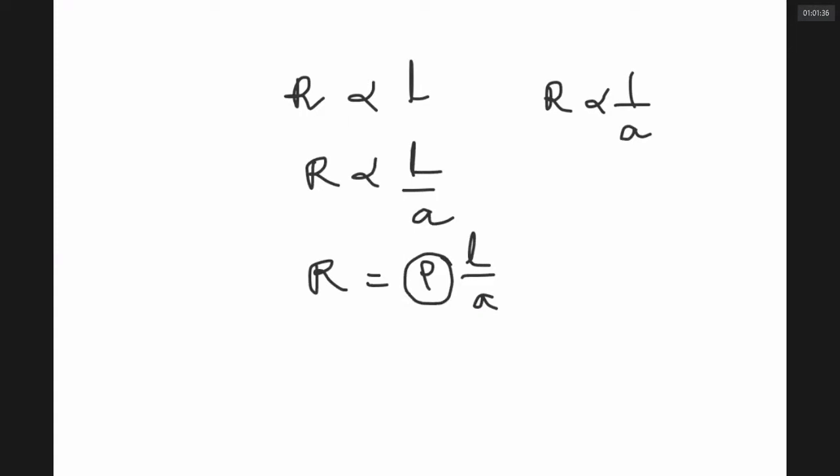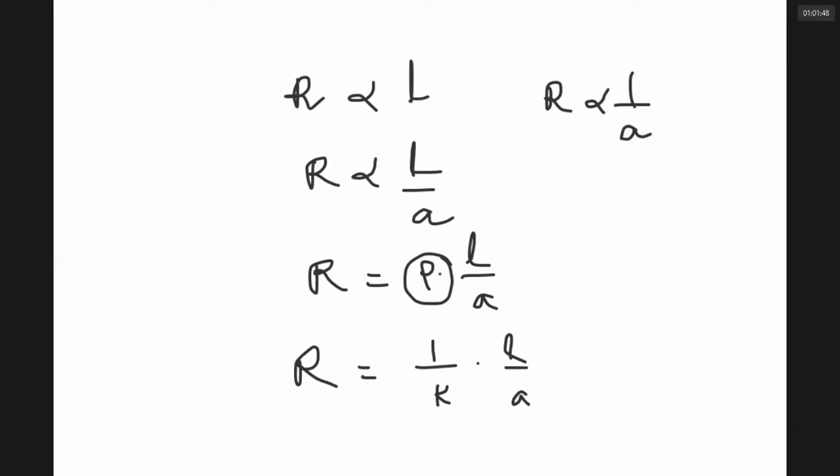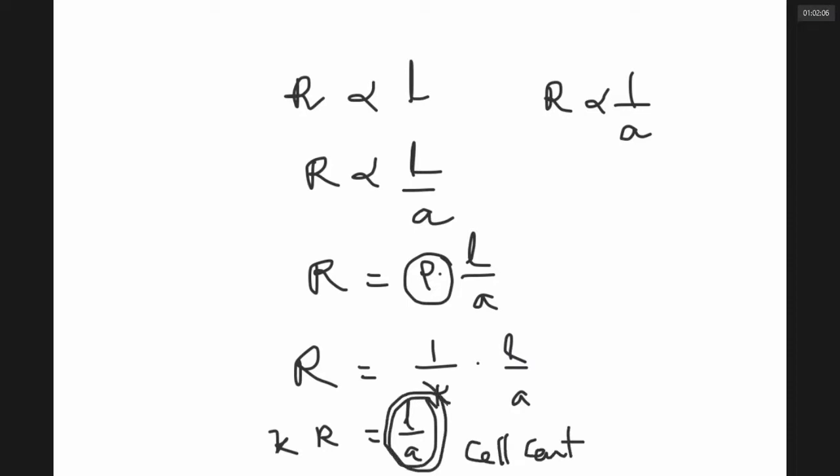Resistivity rho, and R is also equal to 1 by K into L by A, where the reciprocal of rho, that is 1 by K, K is called conductivity. It implies K is equal to L by A. L by A means the length of the electrode I am using divided by the cross-sectional area of the electrode, which we are using in an electrochemical cell, is called the cell constant. Whenever you use any cell again and again, the cell constant remains the same.